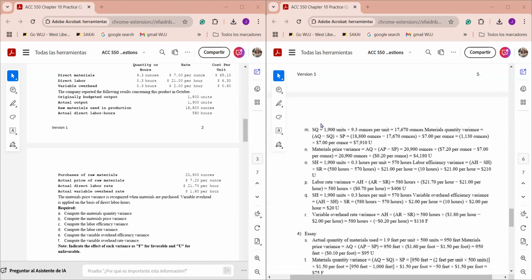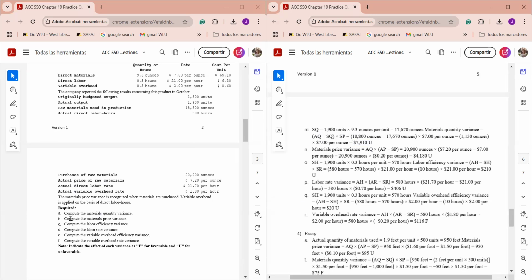For that, we need to take our standard quantity formula. We put our numbers in, and then we apply our materials quantity variance formula, putting in our AQ for actual quantity, and SP, sorry, for standard price. So we put our numbers in, and that's going to give us this number.